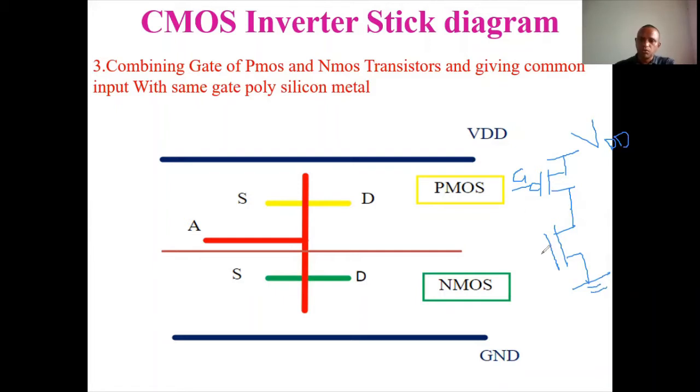Okay, so now we will combine to form an inverter. We will combine these two gates of PMOS and NMOS. So this one is the PMOS gate and this one is the NMOS gate. So we are going to combine them and we will take this one as input. And here also we will combine these two terminals and we will take this one as V out.